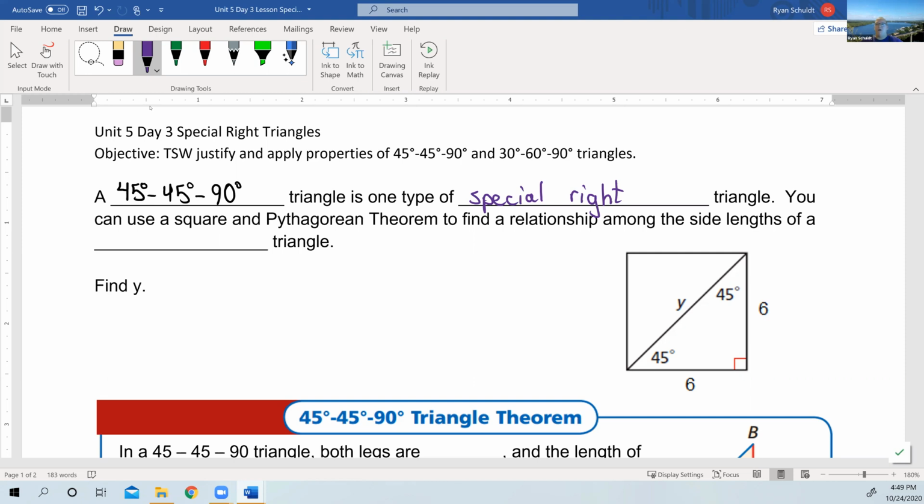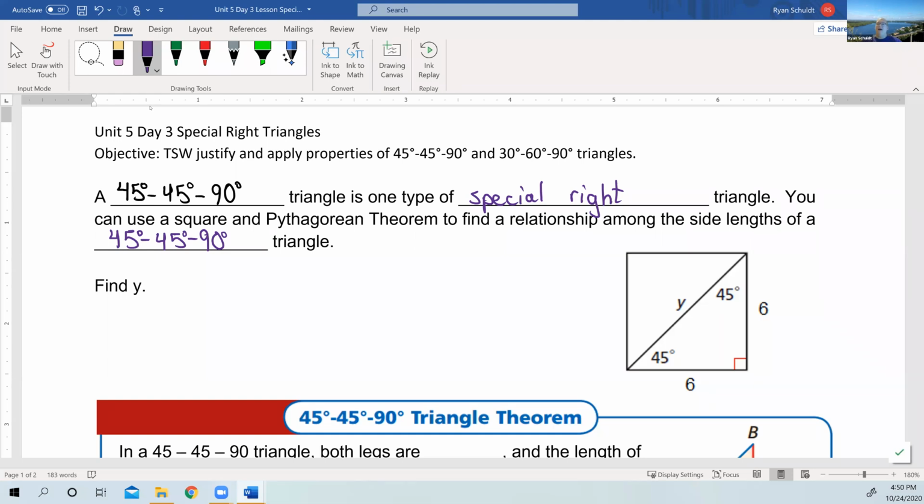You can use a square and the Pythagorean theorem to find the relationship among the side lengths of a 45, 45, 90. So notice here that I'm not really writing the degree sign because, fine, I'll put it in there. But when we talk about these, like you'll hear me say in class, in the notes, I won't say 45 degree, 90 degree. I'm just going to call it a 45, 45, 90 triangle and be done with it. I'm going to leave the word degree totally out.